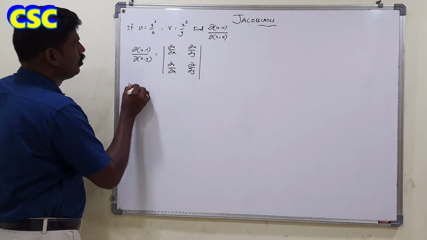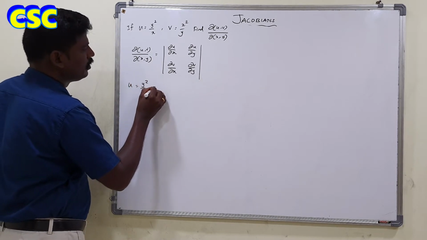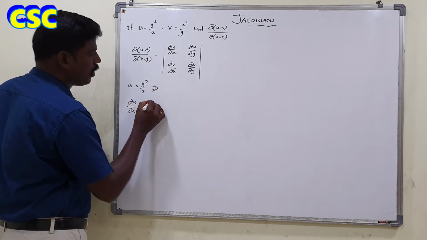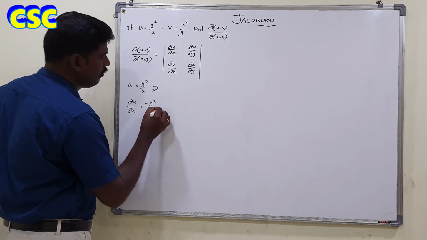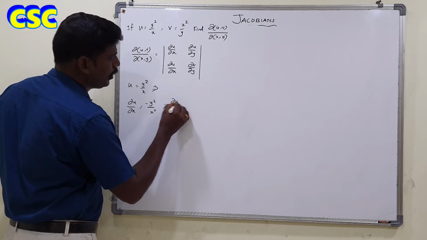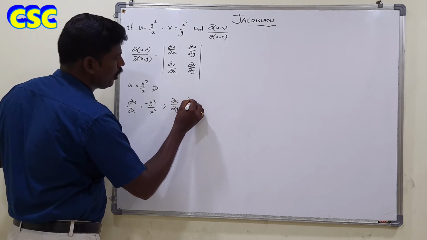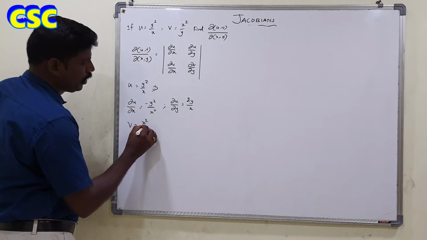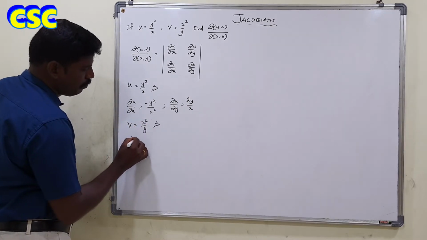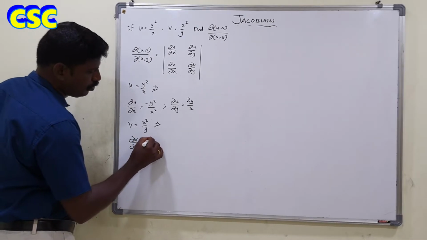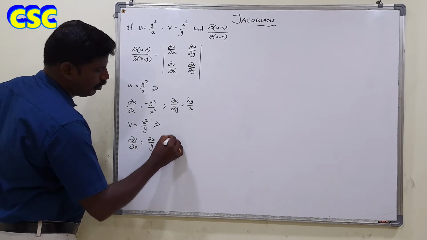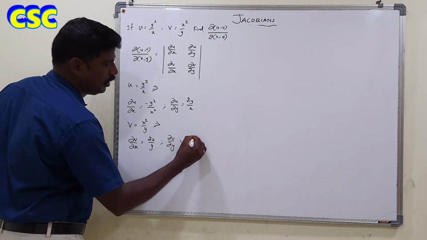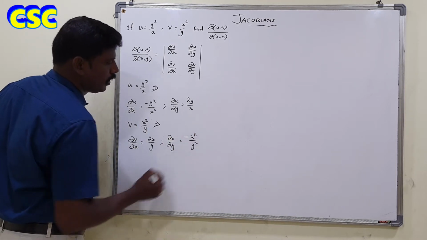So what is u? y² by x. From that, we can find ∂u/∂x. So x is in the denominator, so minus 1 by x² is the derivative, right? So ∂u/∂y is equal to 2y by x, isn't it? Same like that, what is v? x² by y, isn't it? So ∂v/∂x is equal to 2x by y. ∂v/∂y is equal to x² times minus 1 by y², which is the derivative value, so minus x² by y².